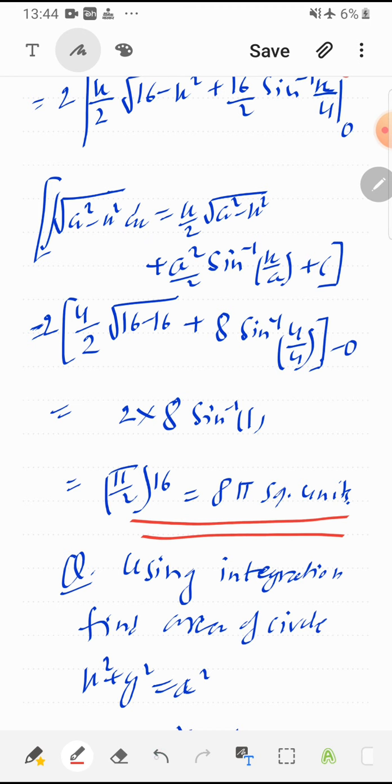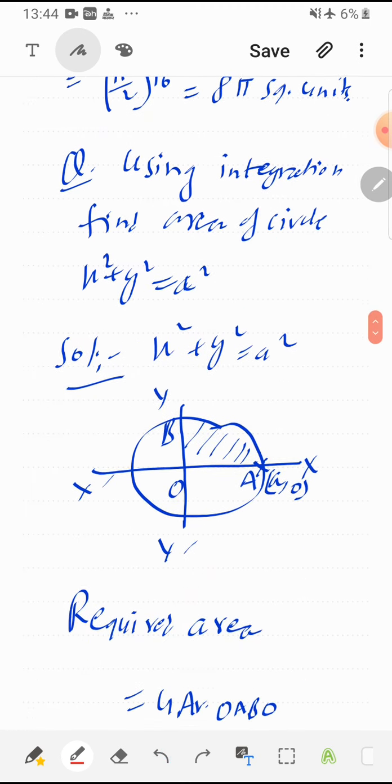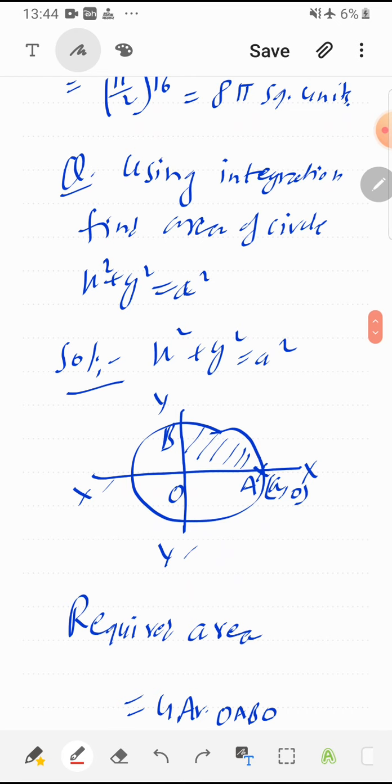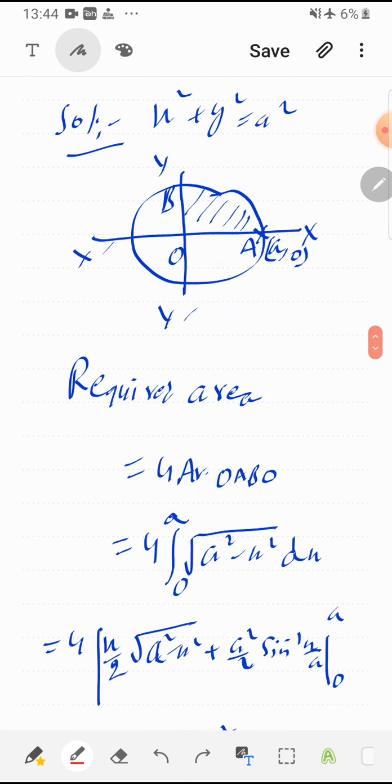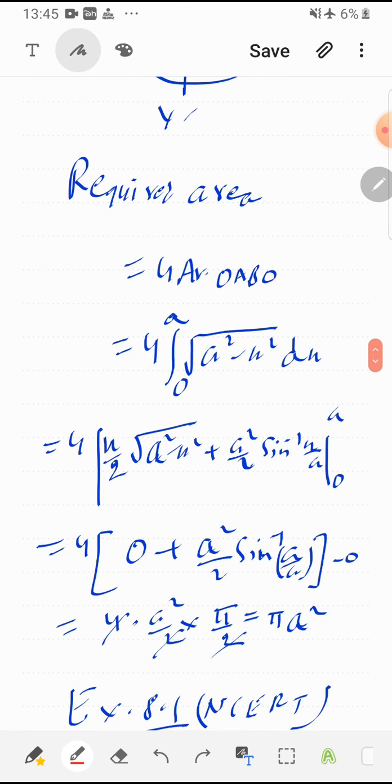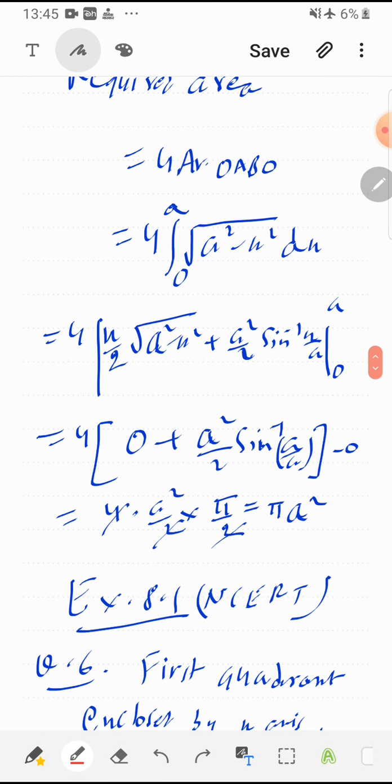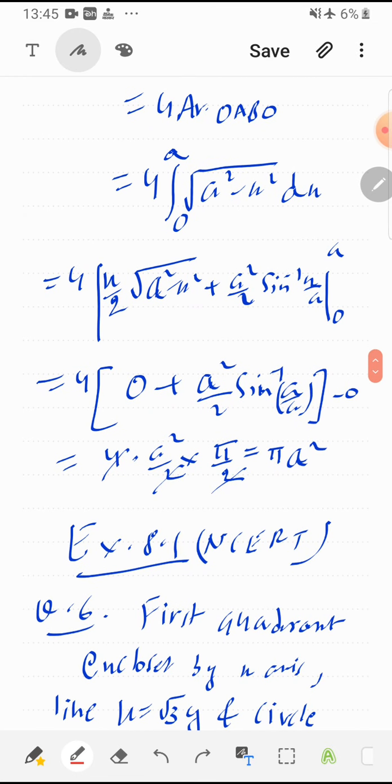So it is verified. Now let's come to area of circle. X square plus y square is equal to a square. Clearly its center is 0 0 origin, and radius is a comma 0. Now required area is 4 times area OABO due to symmetry. So it is 4 times integral 0 to a under root of a square minus x square. Again same formula I am using, and limits are 0 to a. So putting the limits, we will get required area, which is pi a square, as we all know that area of circle is pi into radius square.